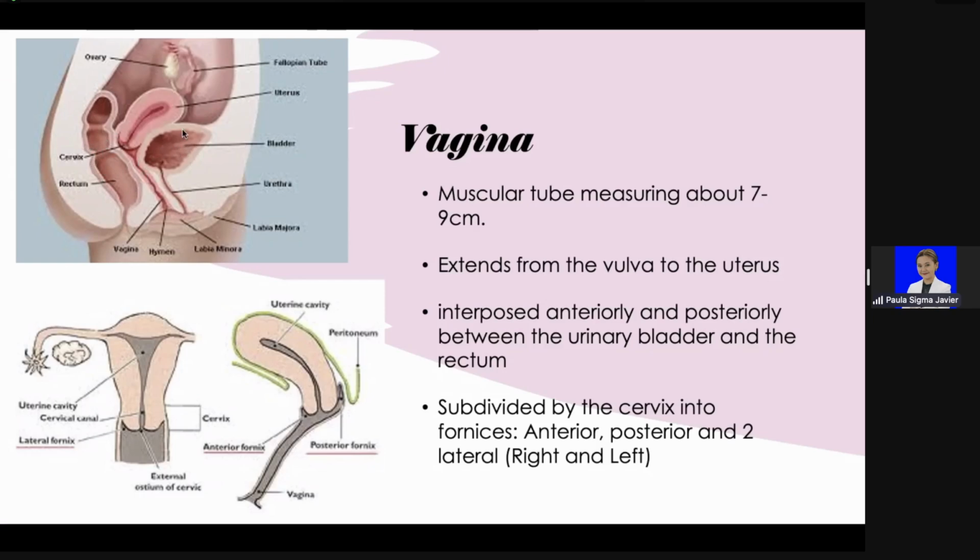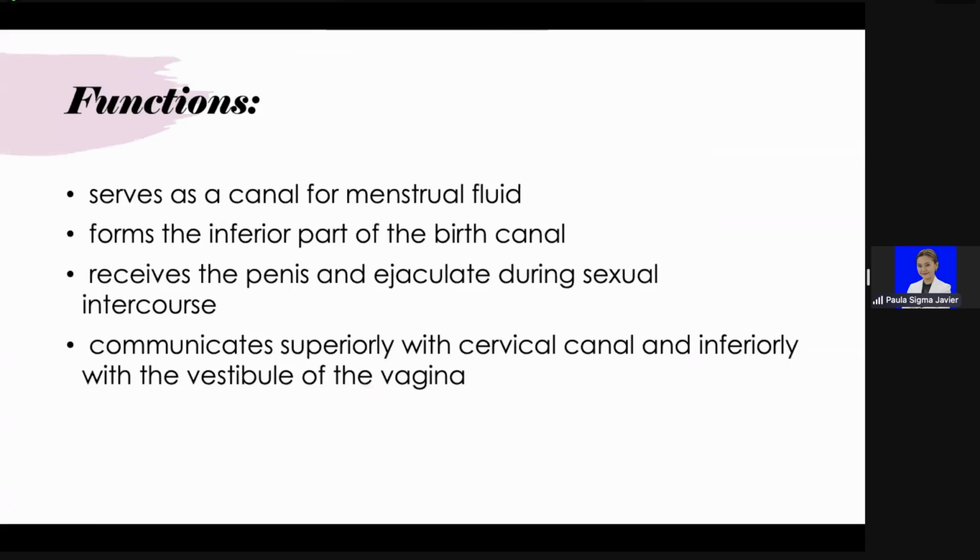It is subdivided by the cervix into your anterior fornix, posterior fornix, and your lateral fornices on both sides of your cervix. This serves as a canal for menstrual fluid. It forms the inferior part of the birth canal. It receives the penis and ejaculate during sexual intercourse and communicates superiorly with the cervical canal and inferiorly with the vestibule of the vagina. So actually the vagina, you will discuss in more detail also later on when you discuss the female perineum.